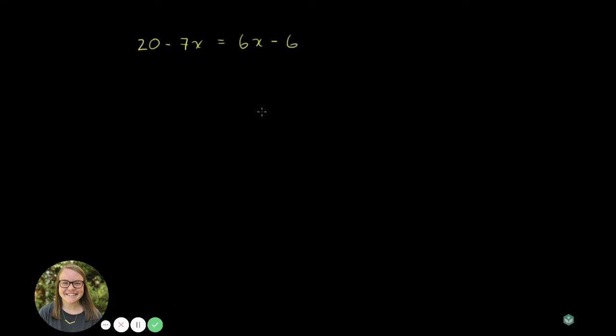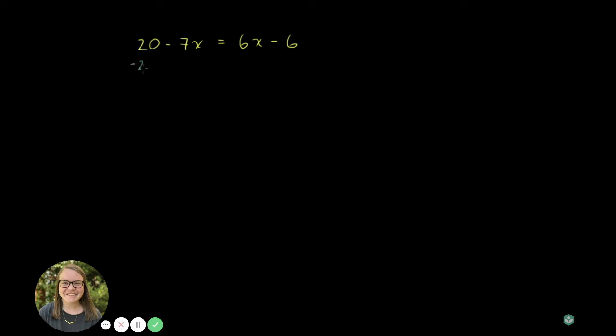So the way I like to do these is we just like to separate the constant terms, which are the 20 and the negative 6, on one side of the equation. I'll put them on the right-hand side, and then we'll put all of the x terms, the negative 7x and the 6x, on the left-hand side. So to get the 20 out of the way from the left-hand side, let's subtract it.